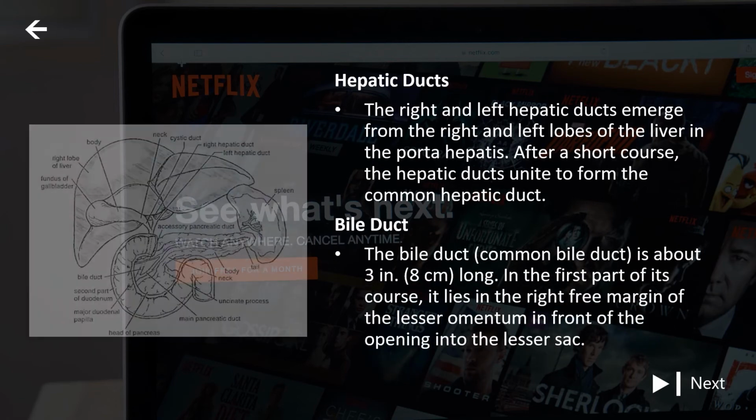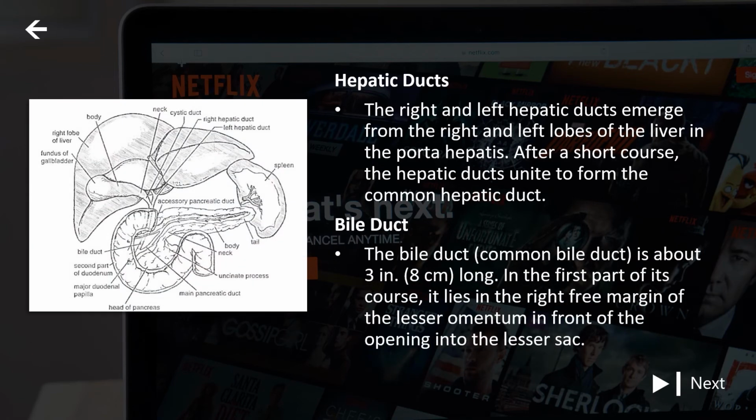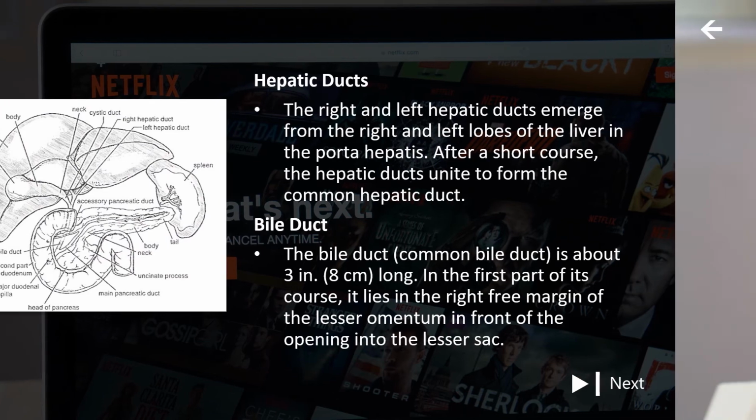The common bile duct is about 3 inches long. In the first part of its course, it lies in the right free margin of the lesser omentum in front of the opening into the lesser sac.